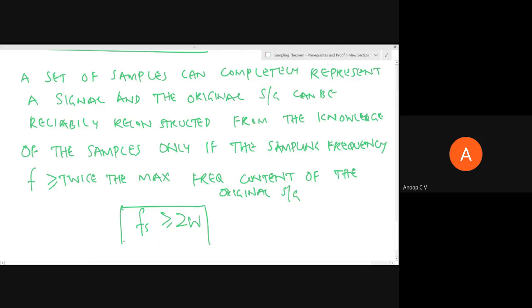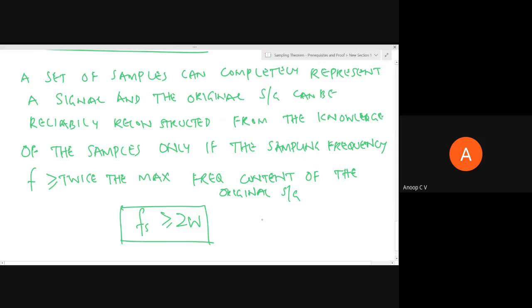So what happens if fs is less than 2w? We have seen the replicas of spectrum G(f) located at the multiples of fs. The adjacent ones will overlap, and we won't be able to design a reconstruction filter to get only G(f). So that is called aliasing. So without aliasing, to get back the original signal, the sampling frequency should be at least twice the maximum frequency content.